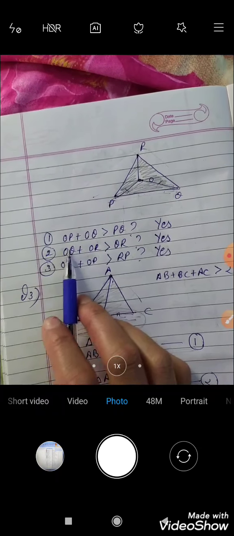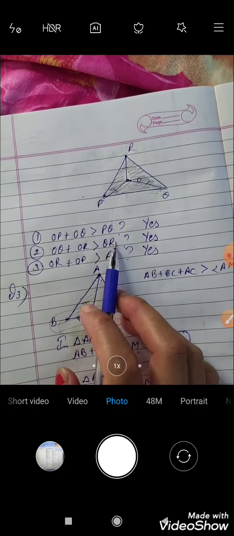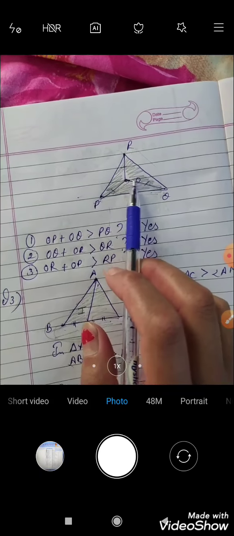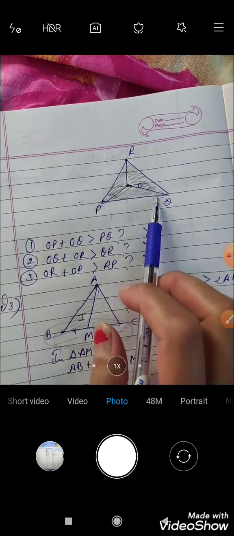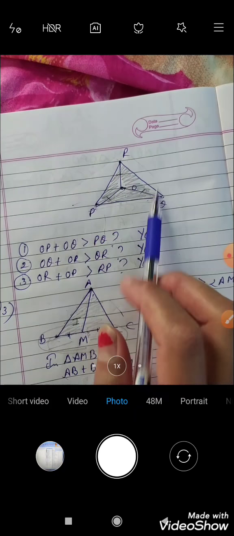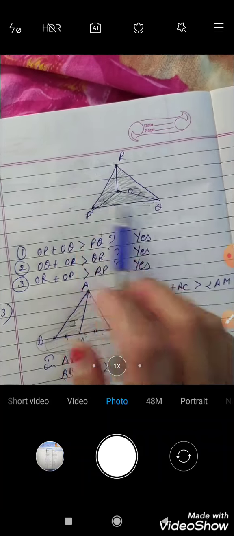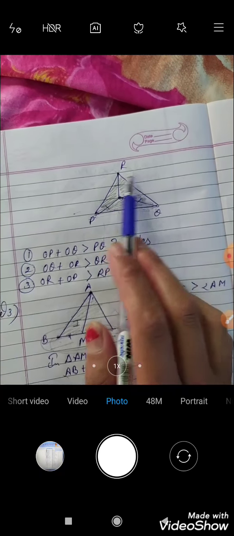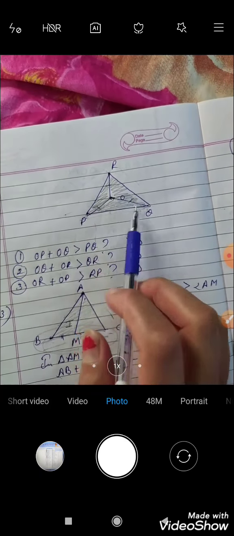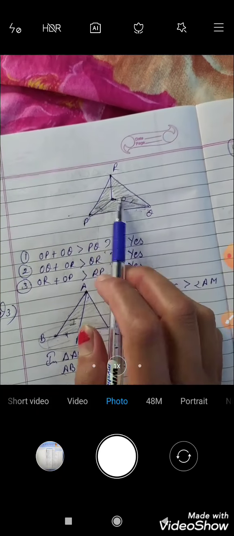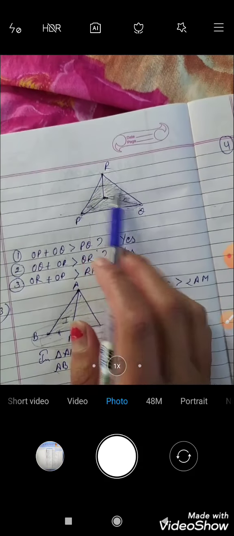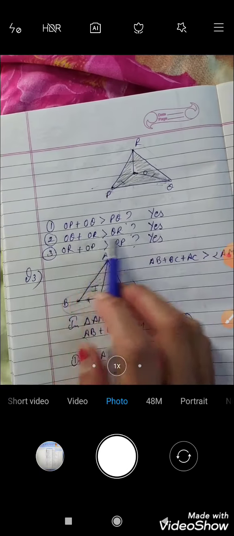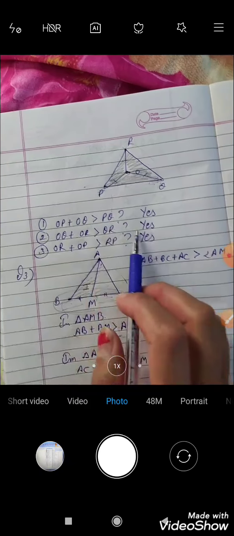Our next part is OQ plus OR is greater than QR. First we check where are OQ, OR and QR in this diagram. So OQ, OR and QR are the sides of triangle QOR, and in any triangle the sum of two sides is always greater than the third side. So its answer is also yes.